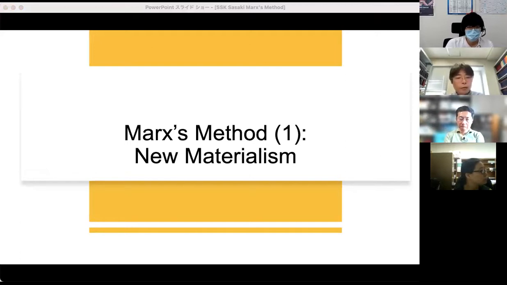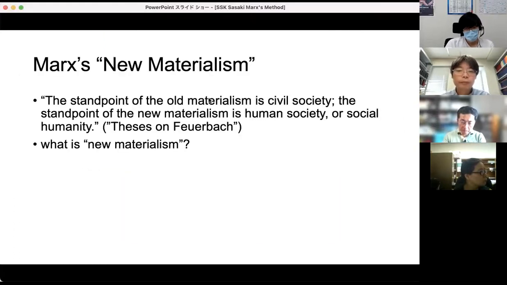Now, I would like to talk about Marx's fundamental method, new materialism. Marx wrote in the Theses on Feuerbach that the standpoint of the old materialism is civil society. In this context, the term civil society means bourgeois society. And the standpoint of the new materialism is human society or social humanity.